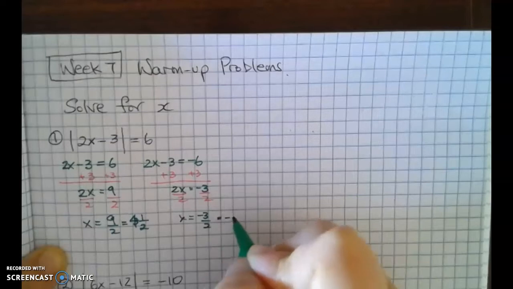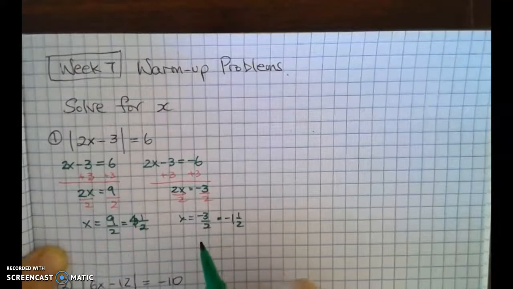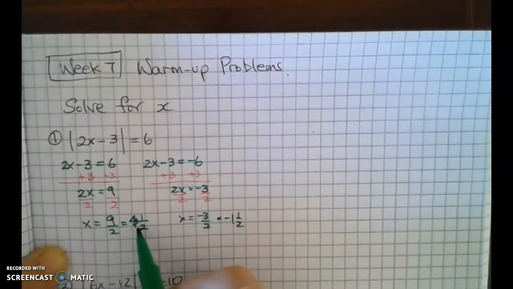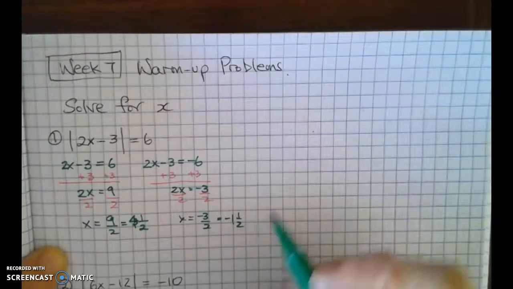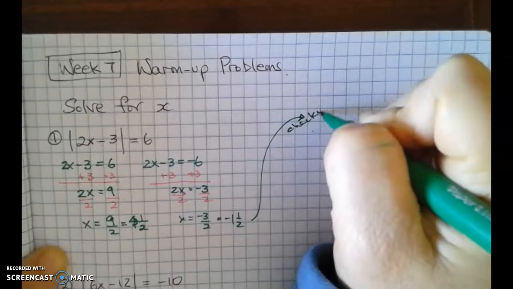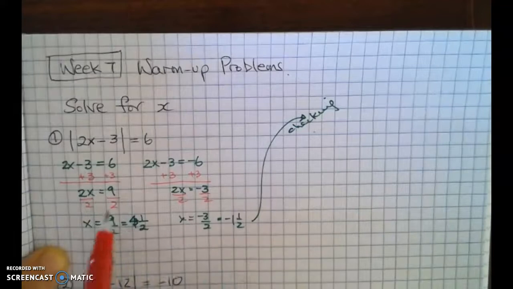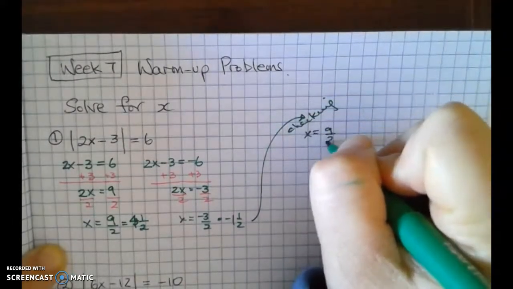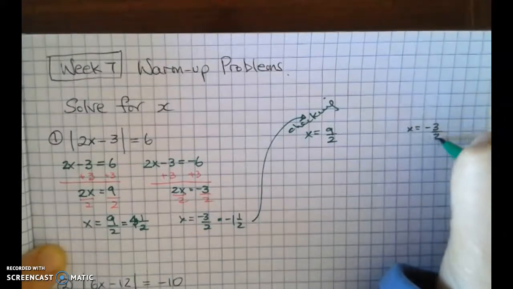Okay, so I am leaving it as an improper fraction because it's going to be easier for me to check. But I also know that 9 over 2 is the same as 4.5, and negative 3 over 2 is the same as negative 1.5. Okay, now from here, I need to go through checking. So how do I do that? I start off with x is equal to 9 over 2. The other solution was x is equal to negative 3 over 2.